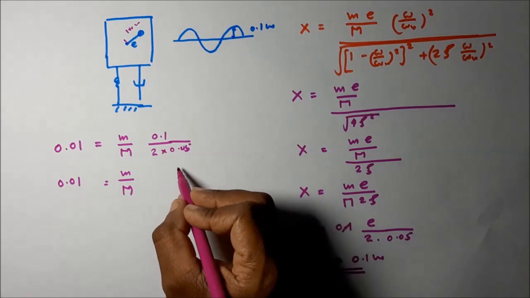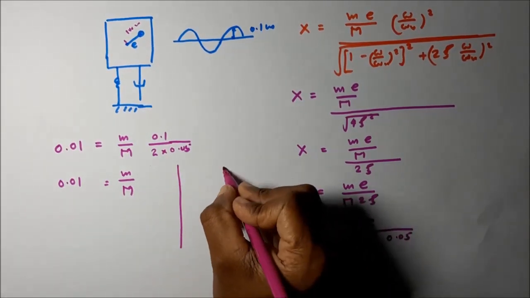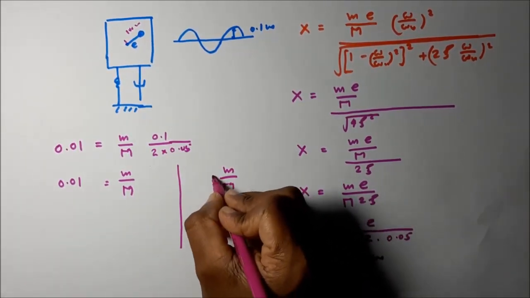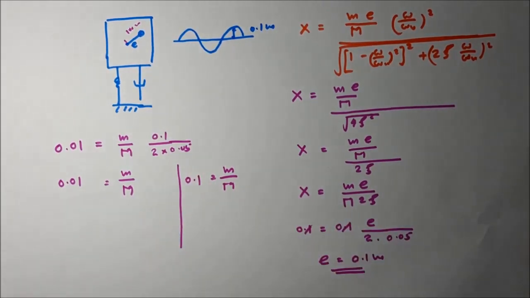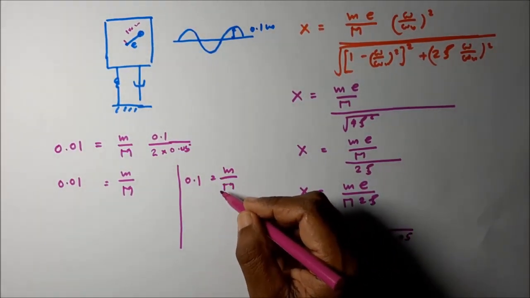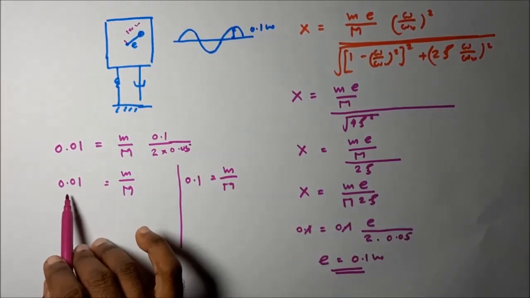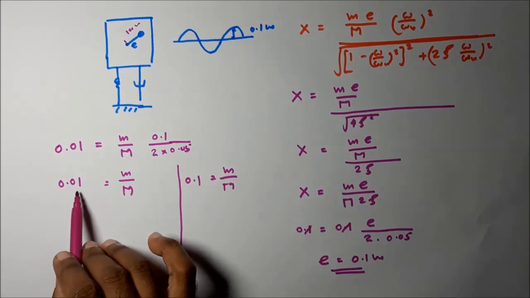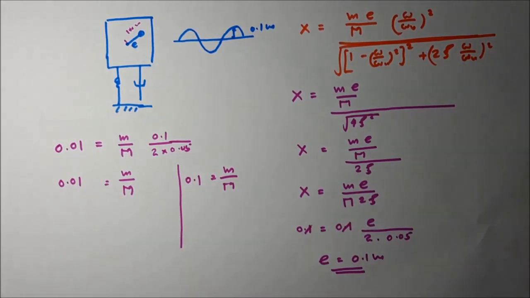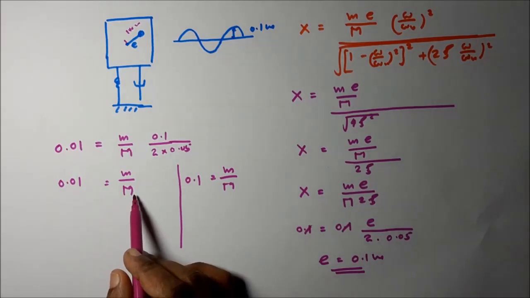Previously, m divided by capital M was equal to 0.1. This is the existing system, but we have to bring m divided by M to 0.01. Then how much mass do we have to add?